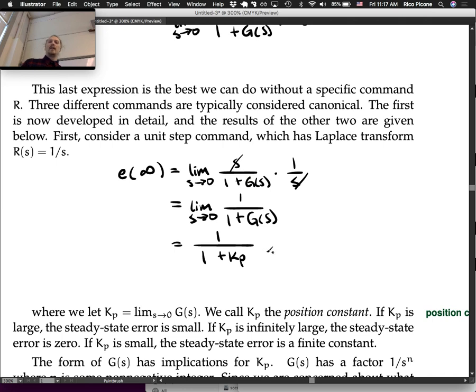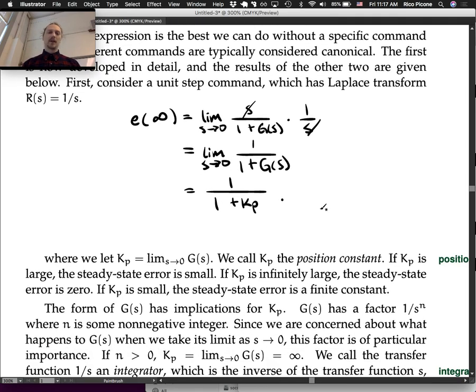The name is barely motivated in my opinion. I think it's confusing to read too much into that name. It is just that definition: the limit as s goes to 0 of g of s.